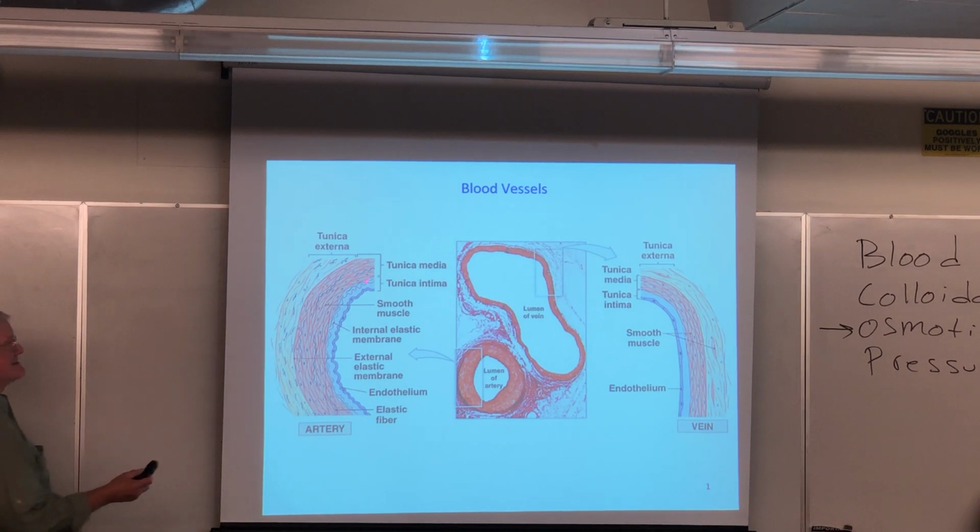So the presence of the elastic fibers in the media and the corresponding absence of those in the vein, the much larger lumen in a vein compared to the lumen of an artery, the much thicker arterial wall of an artery, the tunica media of an artery, and the much thinner tunica media of a vein are some of the key major differences.